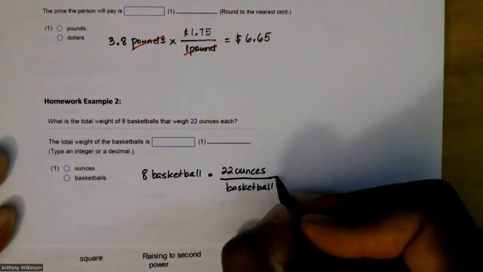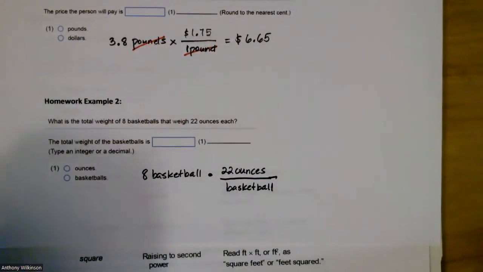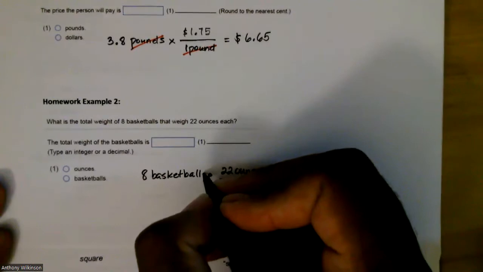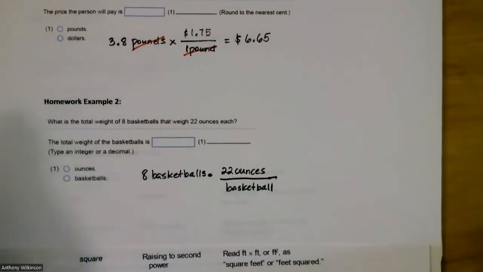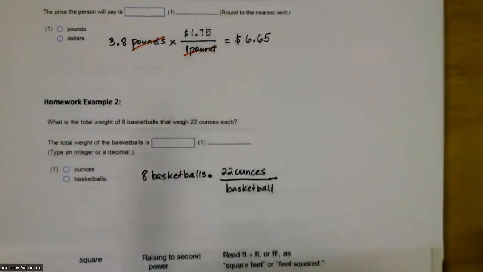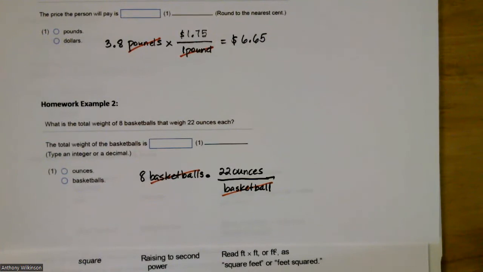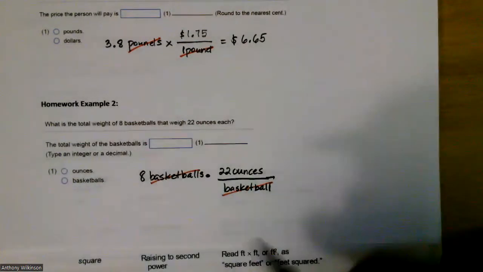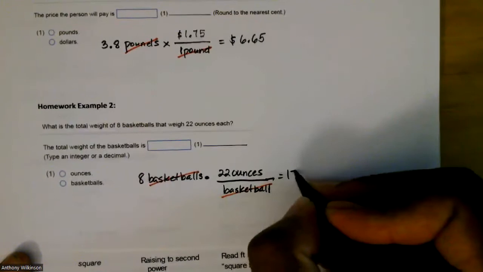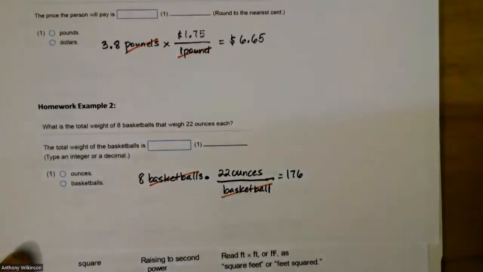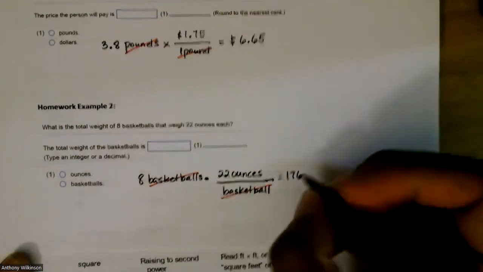As each basketball weighs 22 ounces, and we have 8 basketballs, we want to find out what that total weight is going to be. Now, when we simplify this, you're going to see that the basketballs divide out. That unit divides out. You'll have 8 times 22, which ends up being 176. And this will be 176 ounces.